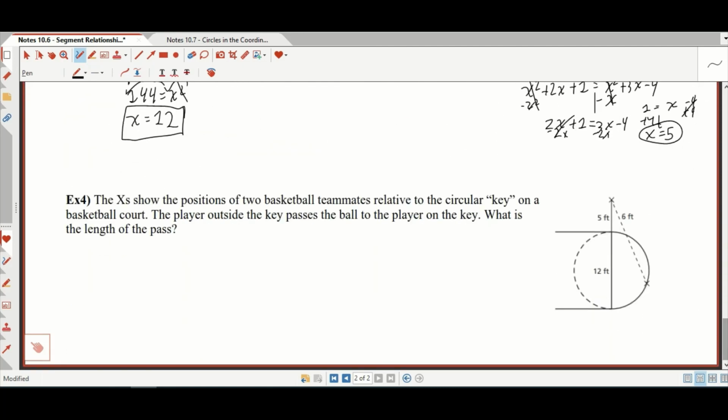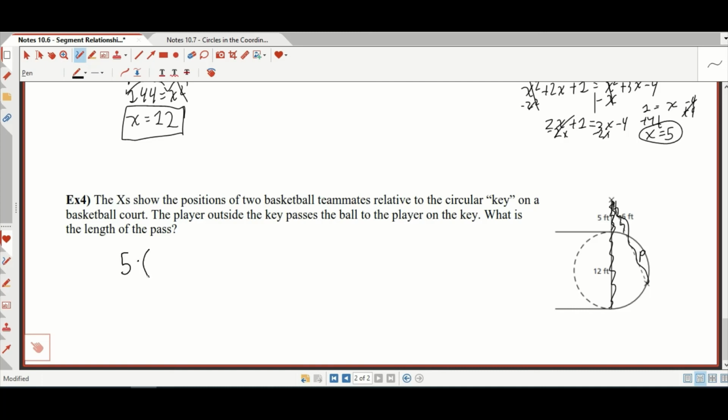The x's show the positions of 2 basketball teammates relative to the circular key on a basketball court. The player outside the key passes the ball to the player on the key. What is the length of the pass? That is this segment multiplied by that whole length is equal to this segment multiplied by that whole length. And that's the pass length. So we're going to call that P.